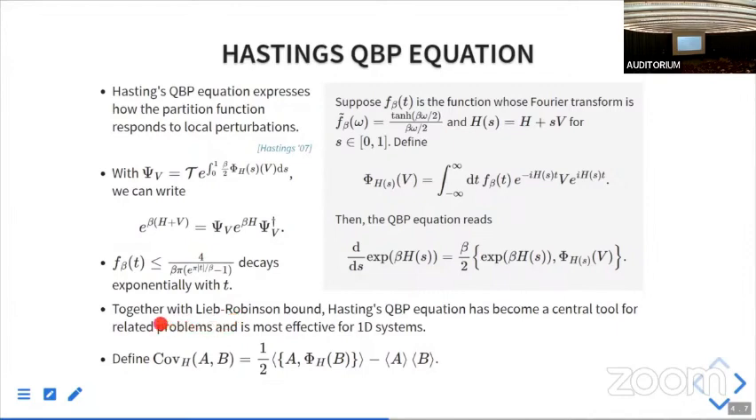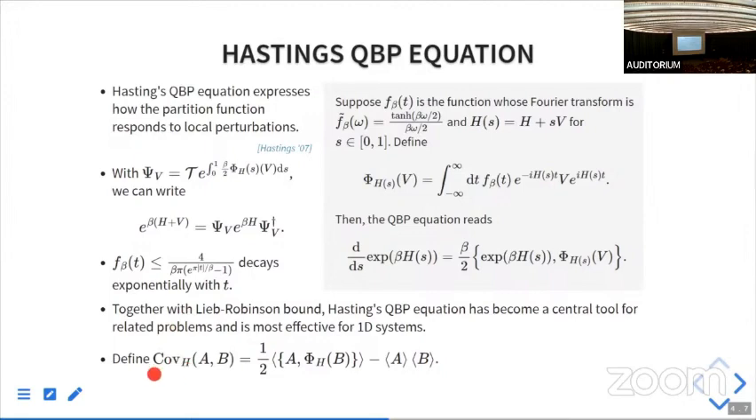So now you can work together with the Lieb-Robinson bound to analyze the behavior of such systems. It turns out to be very effective for 1D systems, where people have found a lot of success, and it will also give us a very simple generalization of the covariance of two operators.